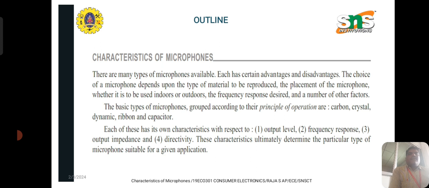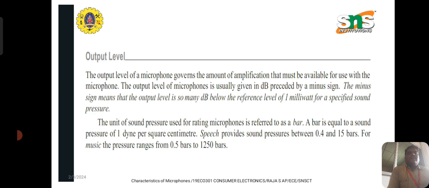The basic types of microphones are grouped according to the principle of operation, that are carbon, crystal based microphone, dynamic based microphone, ribbon type of microphone, and capacitor type of microphone. So now we see the characteristics one by one.